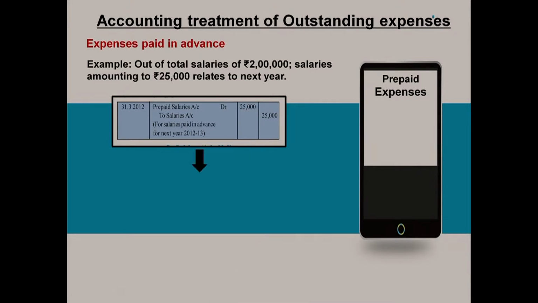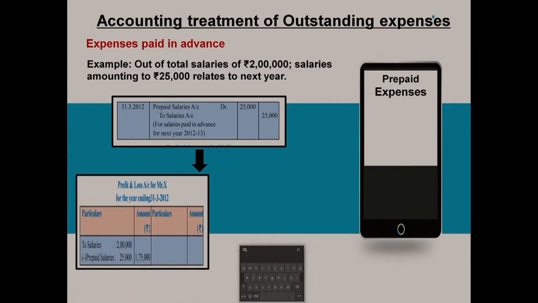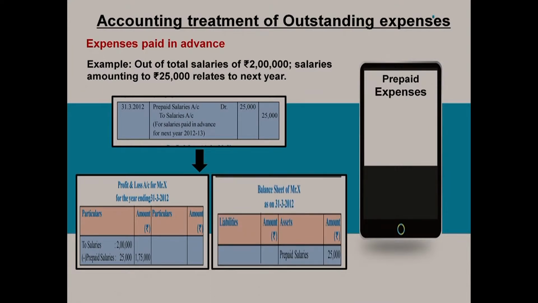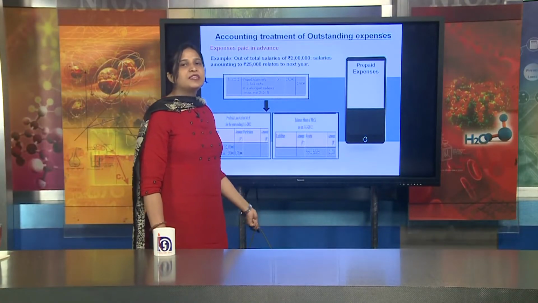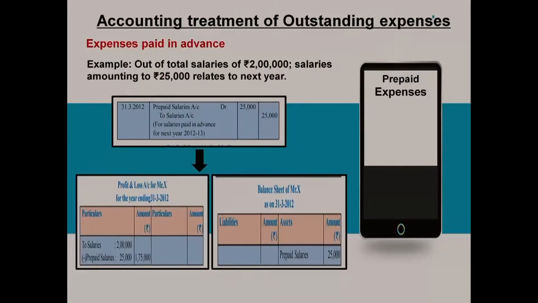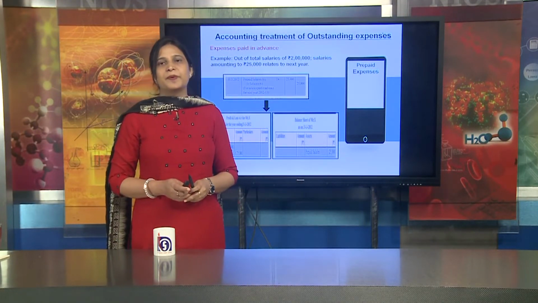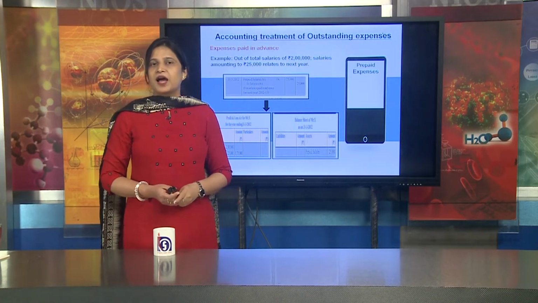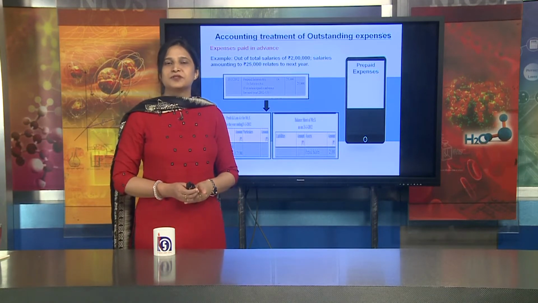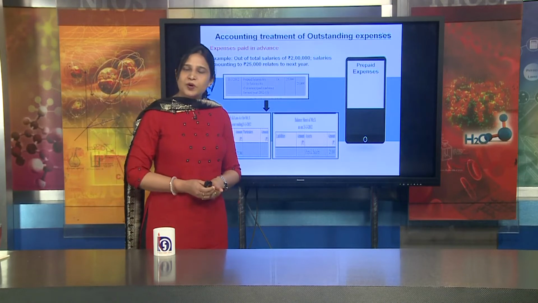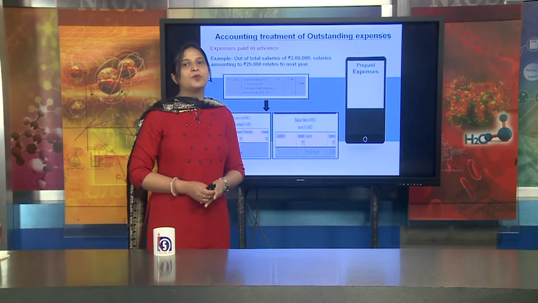And what would be the other places that you would be recording? From the salaries column you would be deducting the prepaid salary, and then in the balance sheet, just as the outstanding expense was mentioned on the liability side, the prepaid expense would be mentioned on the asset side. So this is how you are going to make adjustments to the accounts while you prepare the financial statements. And in the subsequent lectures we will learn more about adjustments and do more questions on it.